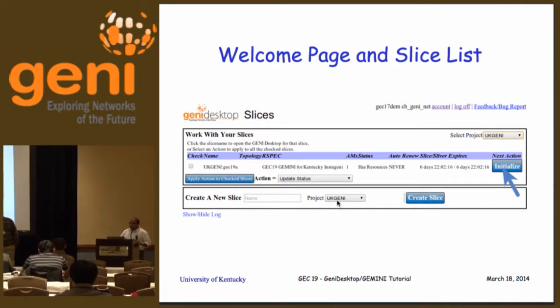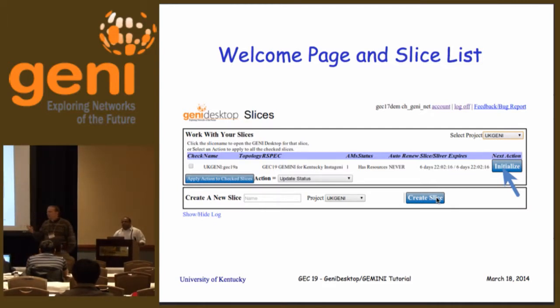You can name it GEC19 and some suffix that you perhaps would like to add there, your initials or something like that. And then for this particular project, we'd like you to create it under the project, which is GEC19 project. So there's a drop-down menu here that if you clicked on it, it would actually list GEC19. So type in a slice name and GEC19, and then you hit create slice, and it will go off and create a slice for you.